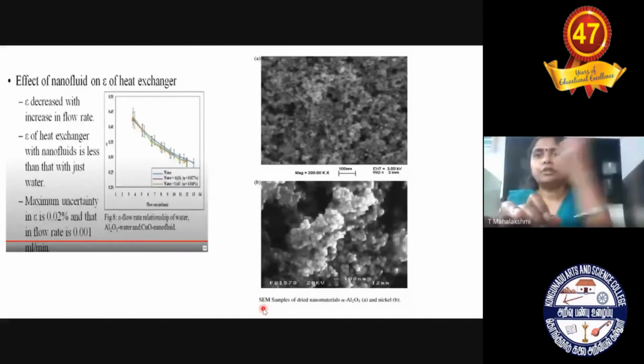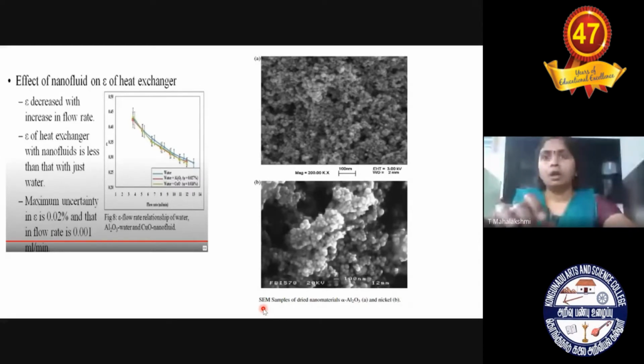microscope. In our country, these types of microscopes are nowhere available, but I have taken the images of the nanoparticles in this university by using TEM and SEM. TEM is transmission electron microscope, and SEM is scanning electron microscope. So I have seen the existence of the nanoparticles within the fluid like this. These are the images. Aluminum trioxide nanoparticle image you can see in this.